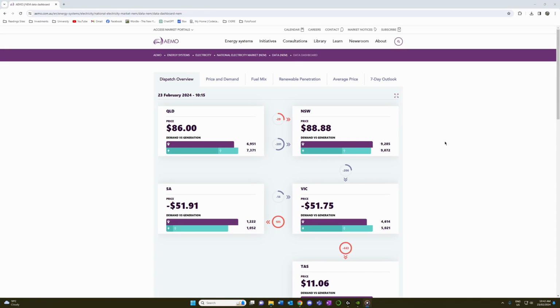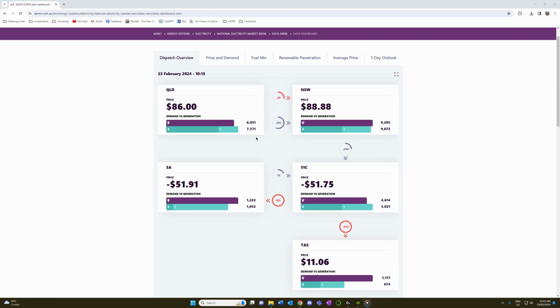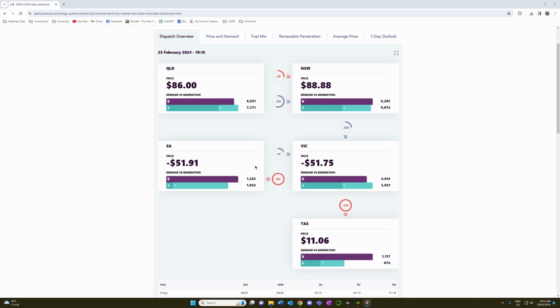So we are on the NEM data dashboard at the moment, as you can see from up the top. This is on the AEMO website. I will leave a link in the description for both this one and the WEM. But essentially, if you go to the AEMO website and look up NEM data dashboard, you'll get there. This dashboard's pretty good, and it gives you a lot of insight into how the market works. So just to further explain the wholesale style market, as you can see here, the 5 interconnected states and all their prices.